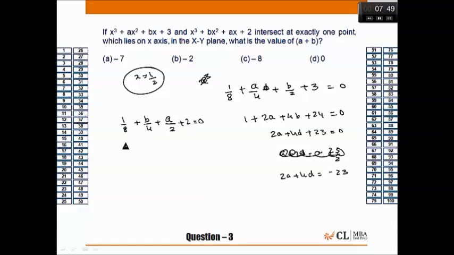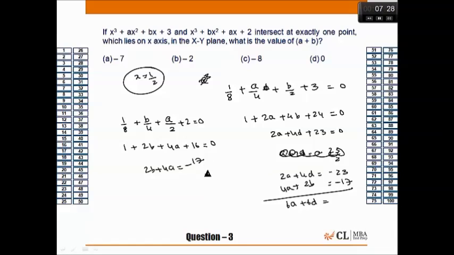Okay, let's leave it there. So this becomes 1 plus 2b plus 4a plus 16 equal to 0, so 2b plus 4a equals minus 17. If I add these, 6a plus 6b should be equal to minus 23 minus 17, that is minus 40. What have I done wrong? Okay, let's do this again.